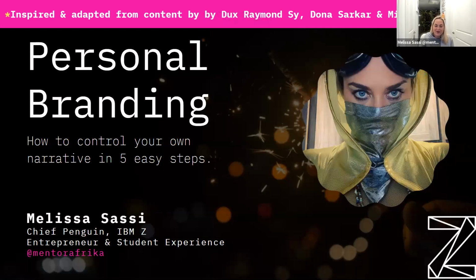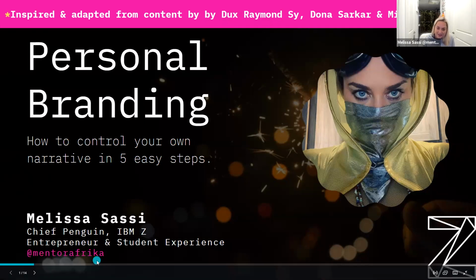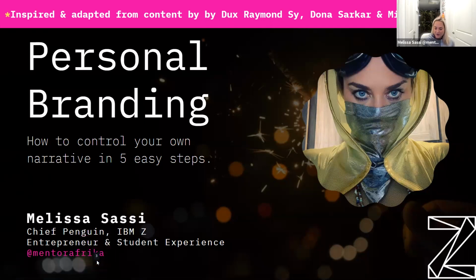What we're going to talk about now is how you can control your own narrative in 5 easy steps. And that's really how do you control how other people see you and talk about you when you're not in the room. For those of you who are on Twitter, you can find me at Mentor Africa with a K. The content that I'm going to share with you today was really inspired and adapted from materials that I got from 3 amazing individuals.